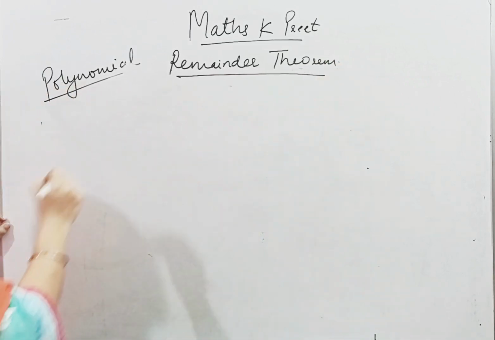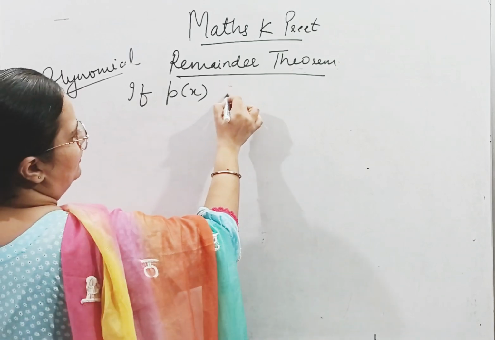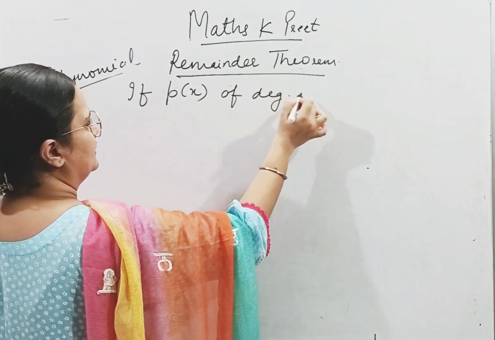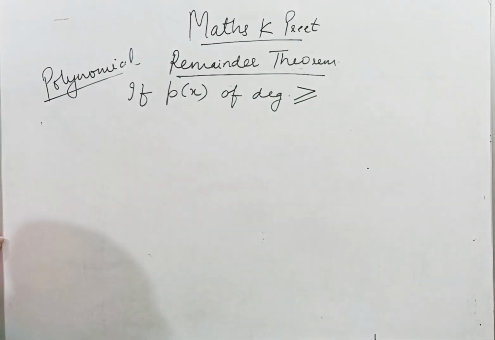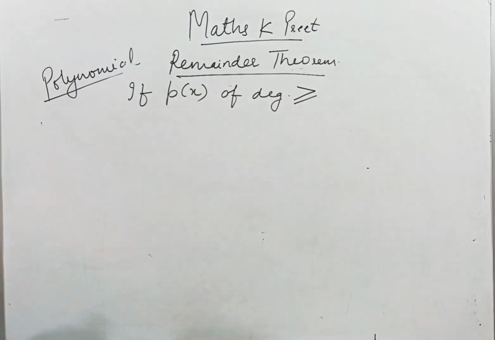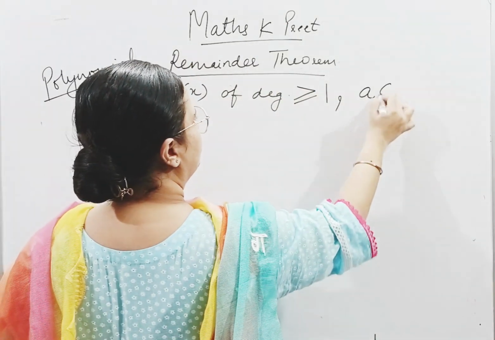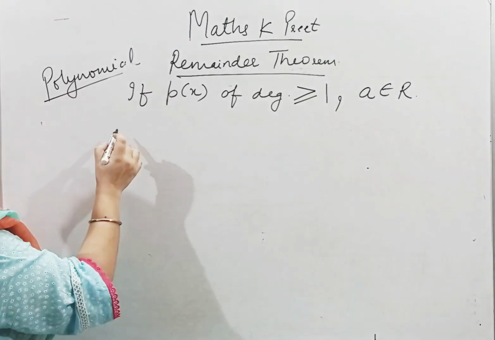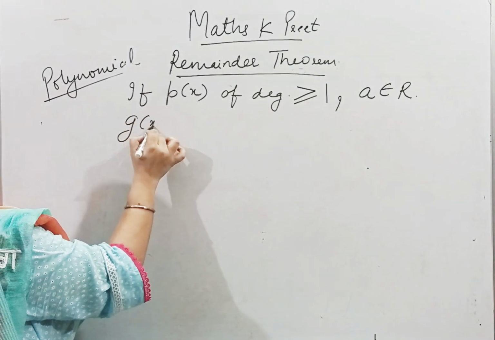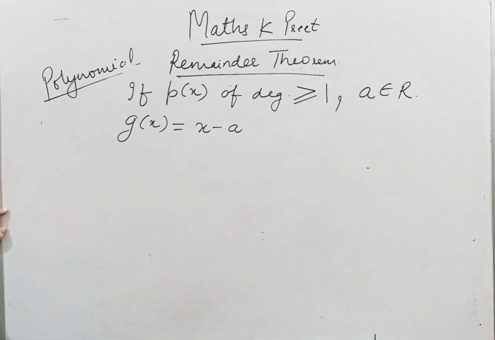It says if p(x) is a polynomial of degree greater than or equal to 1, and a is a real number. What is the role of a? Here g(x) is another polynomial, a linear polynomial x minus a.